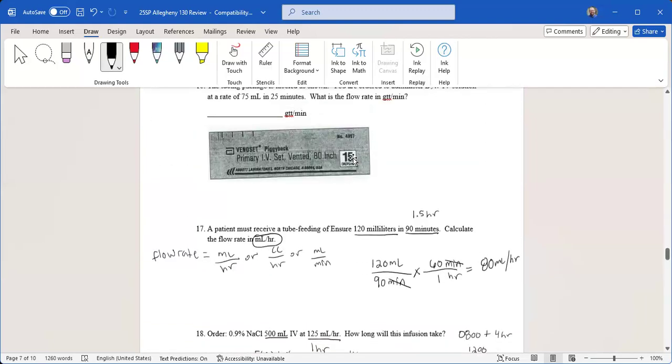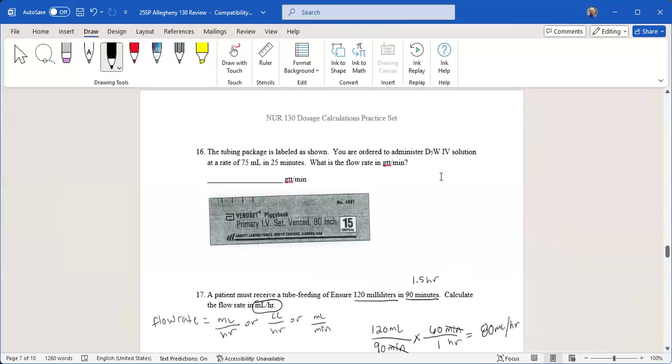Okay, so let's look at some of these drop rate questions. With the drop rate questions, we're going to utilize our previous knowledge of flow rate. Then we're going to multiply by something called the drop factor, and that will equal your drop rate. Now, your drop rate is going to be drops per minute. And that's what they even tell you to look for, right? They say, what's the drops per minute?